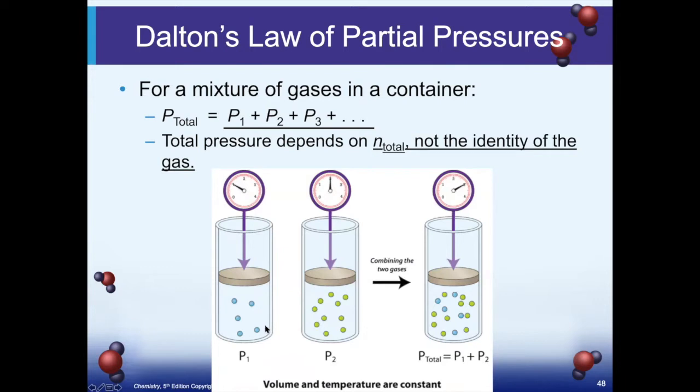So, if we have two gases in separate containers, and the first gas exerts a pressure of 1 atmosphere in its own container, and the second gas exerts a pressure of 2 atmospheres in its own container, well, if we combine those two gases into the same container, as we've done over here, then the pressure is just going to be the total of the two individual separate pressures.